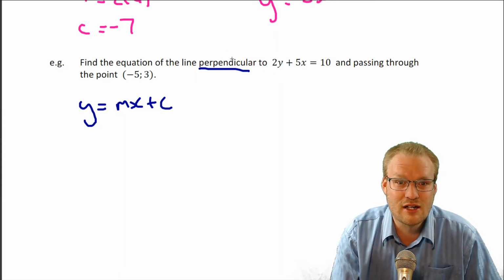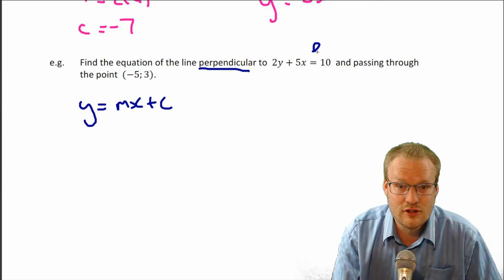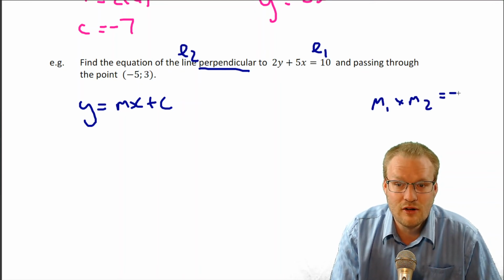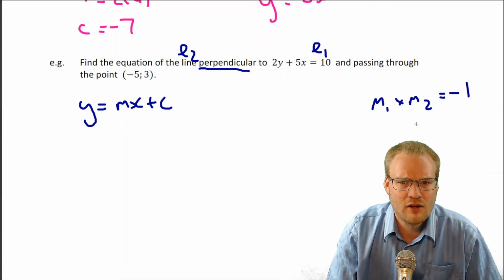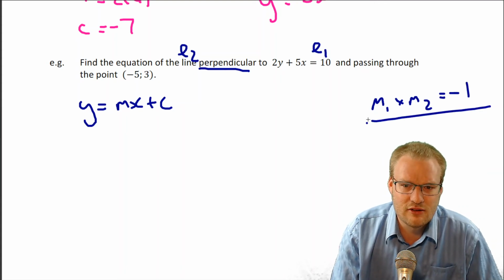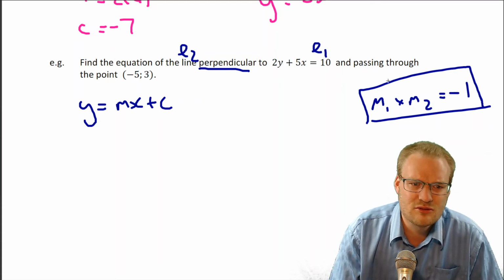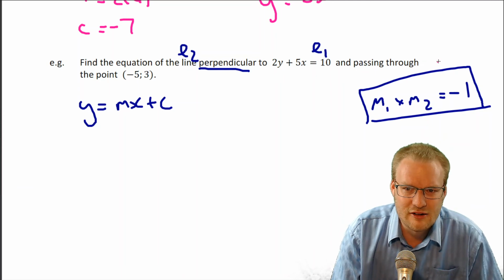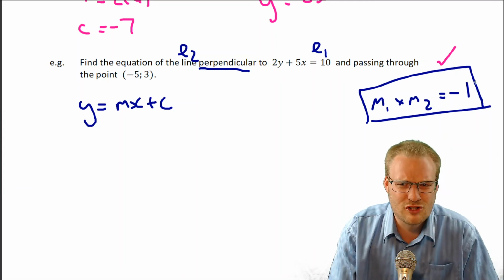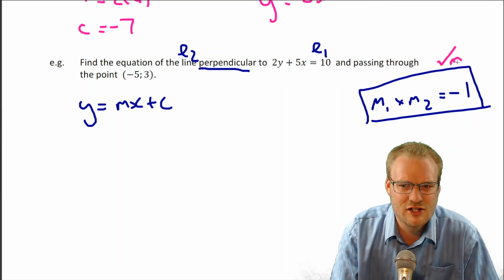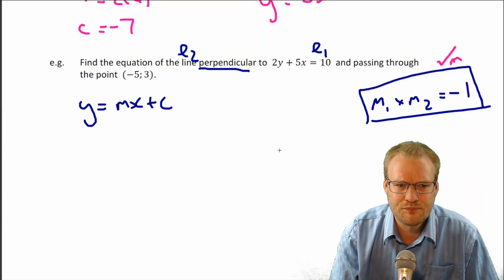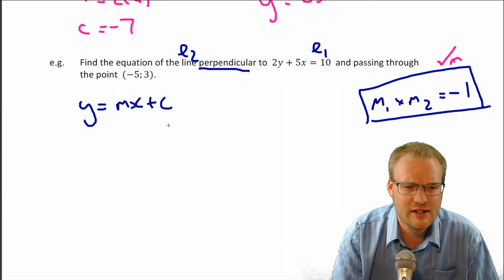If it's perpendicular, then we know something about their gradients. So let's call this line 1 and the line we're trying to find line 2. Then the gradients, when you multiply them, are minus 1. It's worthwhile actually just writing that down. It's probably what you're thinking. So just jot it down so that I can go, oh, cool, I was going to put a tick, but the tick is more just to see, cool, I can see that you're on the right track, the right method, during the exercises and any assessments.